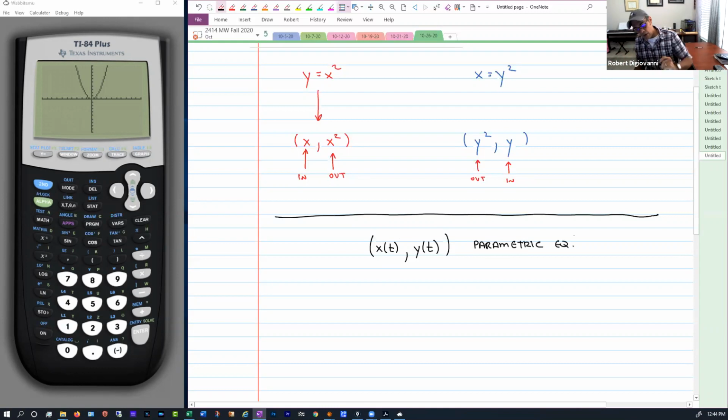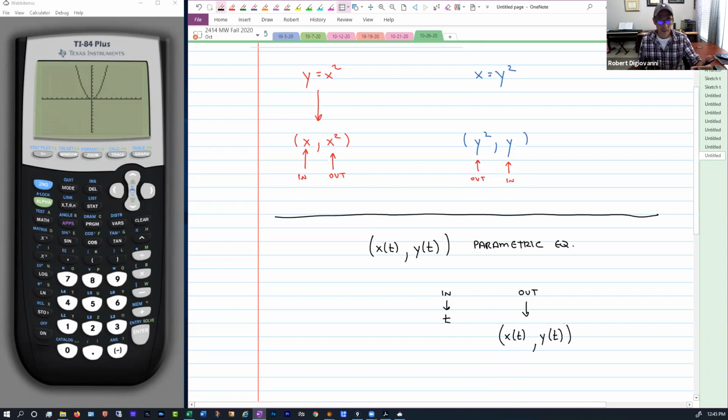So this time what happens when the calculator does this is that you're going to give it an input. And the input that you're going to give it is t. And what your calculator is going to do with that input is it's going to create an output. But the output is not going to be a number. It's going to be an ordered pair. The first part of that ordered pair will be some function you give it for t, and the output will be some other function you give it for t.